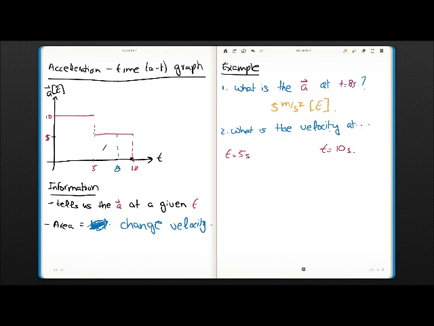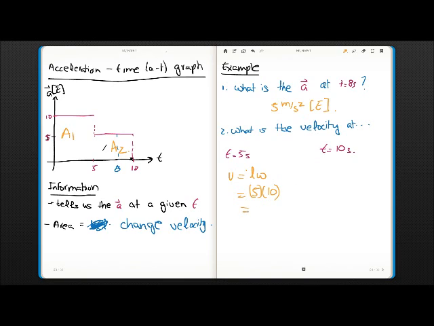So what is the velocity at t equals 5 seconds? So I'm going to split this up first. So this is a1 and this is a2. And I'm going to say that at t equals 5 seconds, it's all going to be a1. And that is, so the change in velocity would be length times width, which is basically 5 times 10.